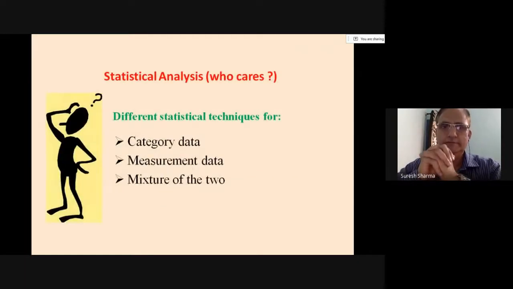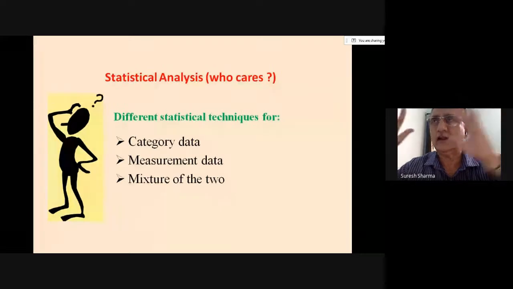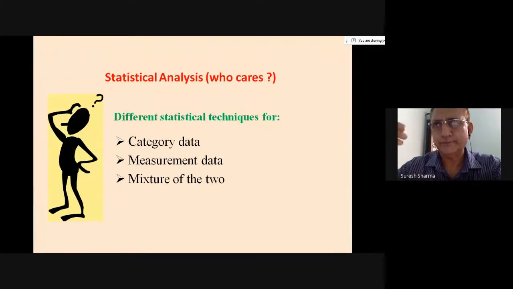Who cares? Obviously, statistics people have to care about which kind of scale our data is on, because there are different statistical techniques for different kinds of scales. For example, if you are using only categorical data, your questions are yes, no type, or socioeconomic factors like religion, gender, then marital status, then occupation, etc. They are all categorical in nature.